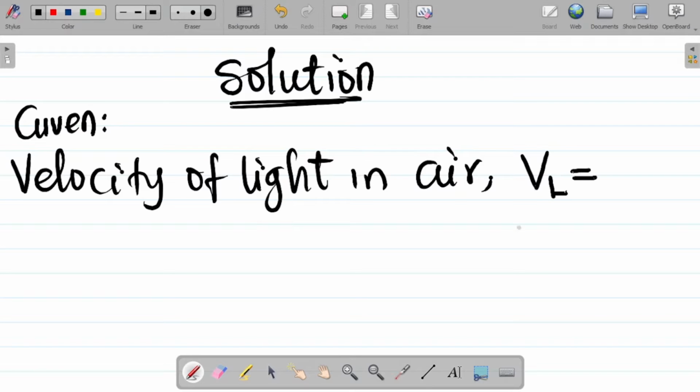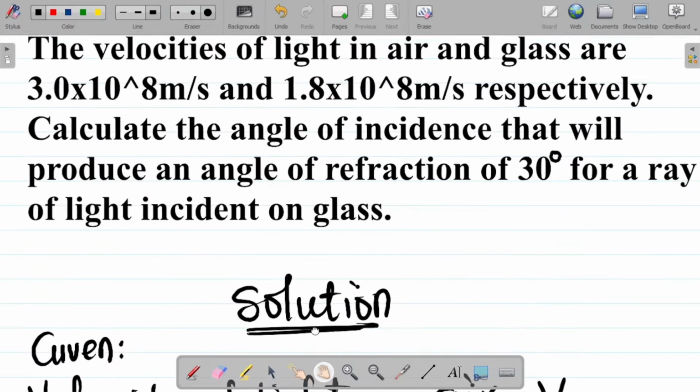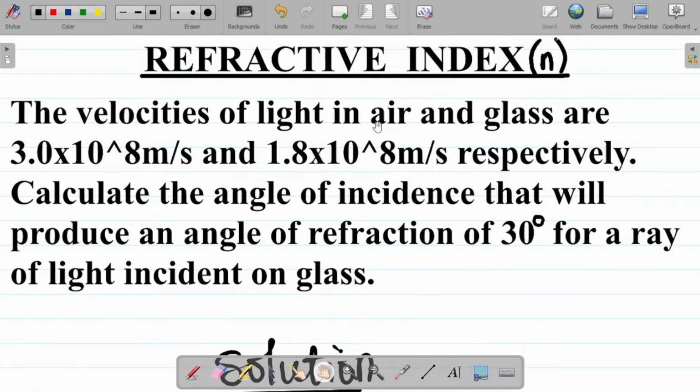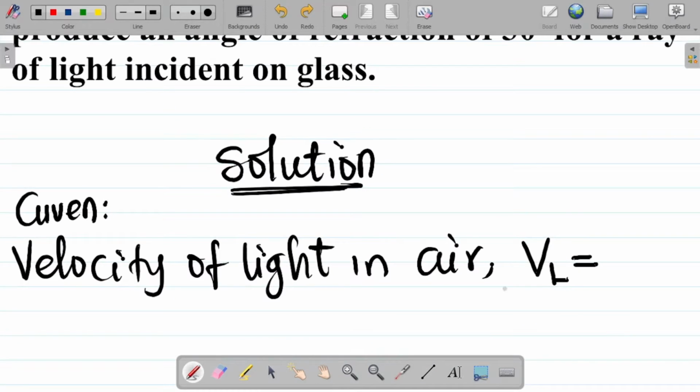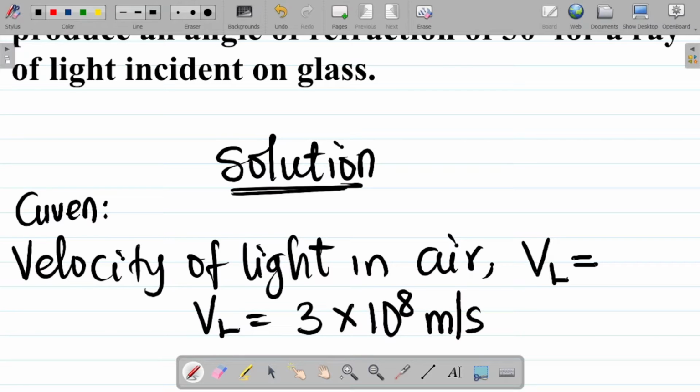That's equal to, now they said respectively, so they mentioned air before they mentioned glass. That means the first value becomes that of air. So the first thing I have there is 3.0 times 10 to the power 8, which is the same thing as saying 3 times 10 to the power 8. So VL is equal to 3 times 10 to the power 8 meter per second.